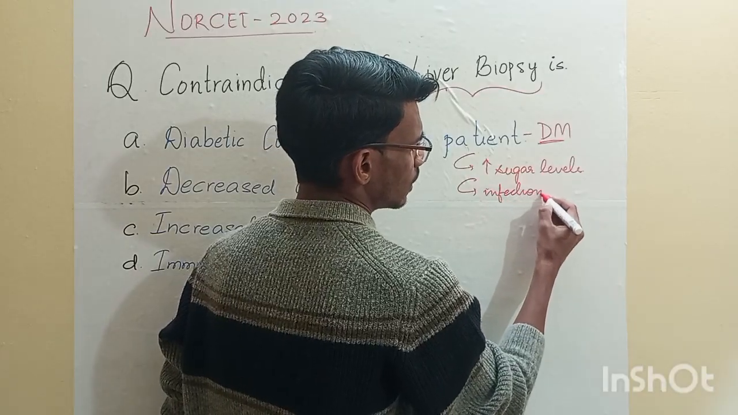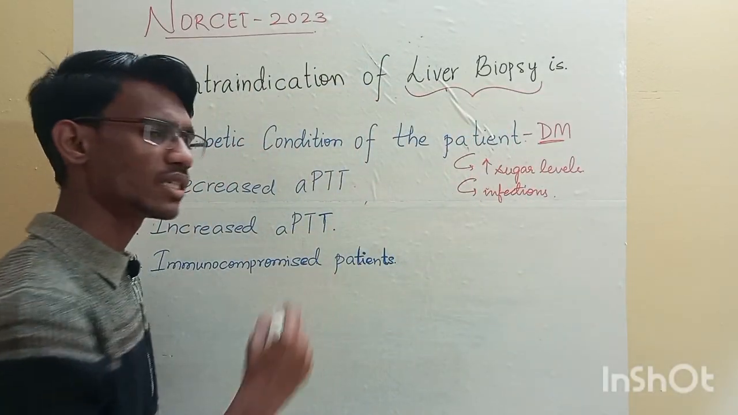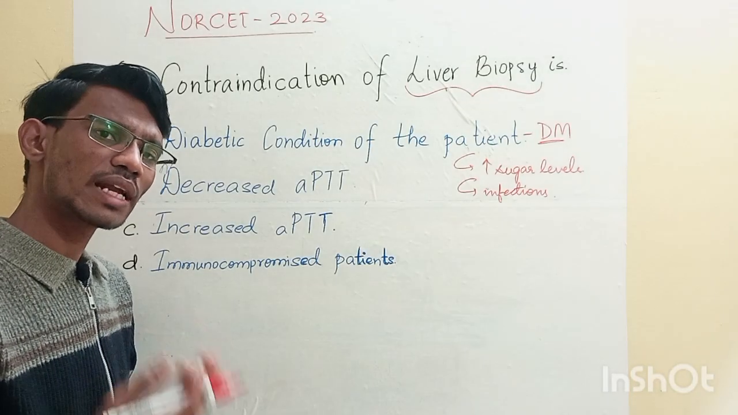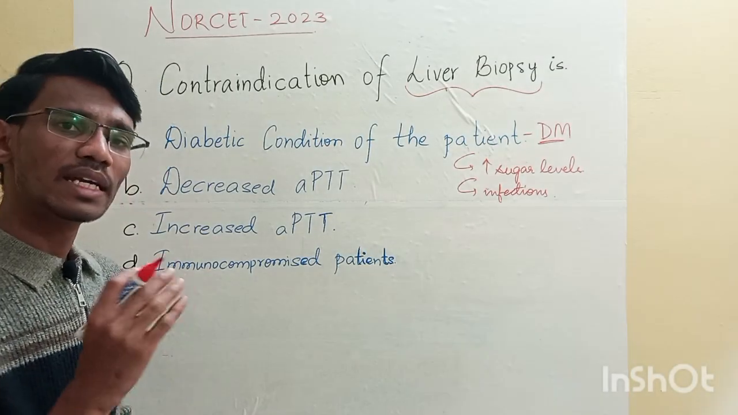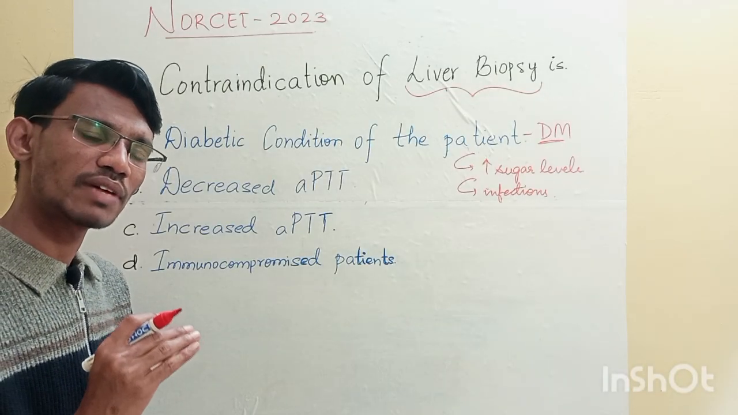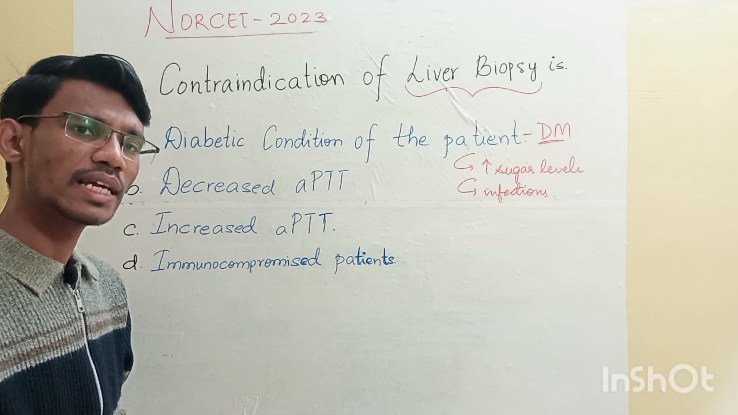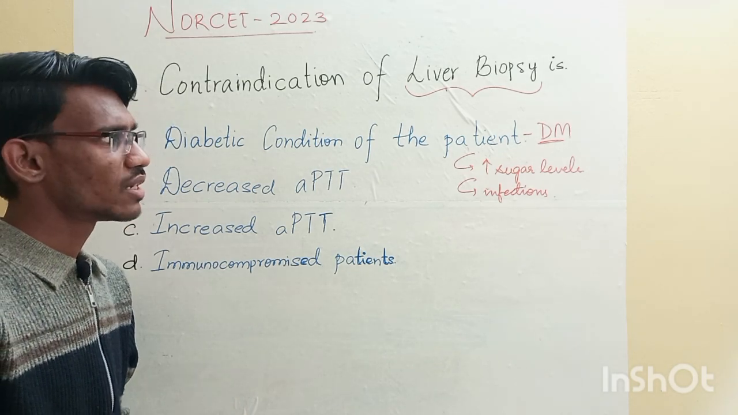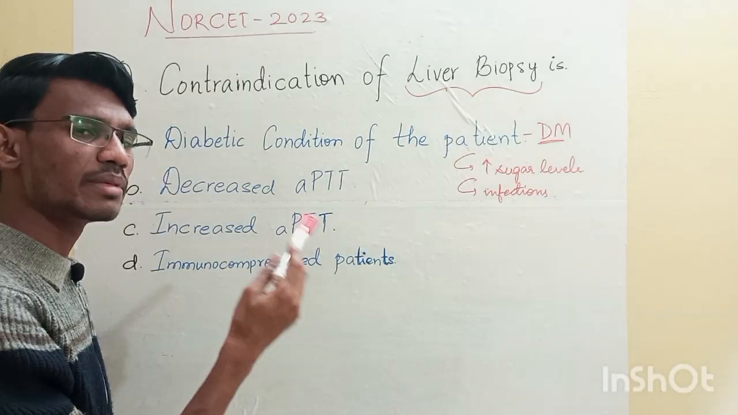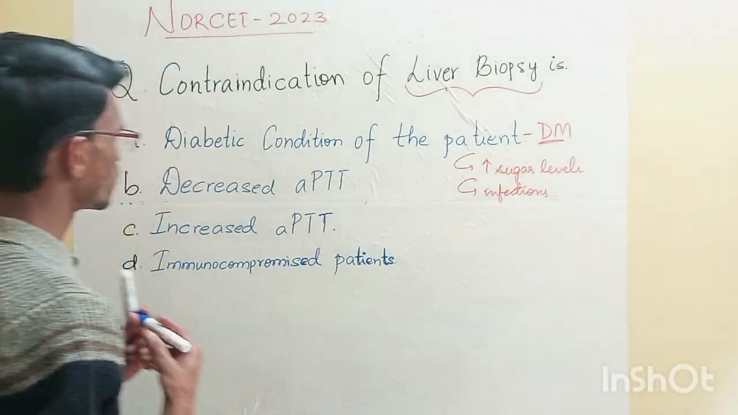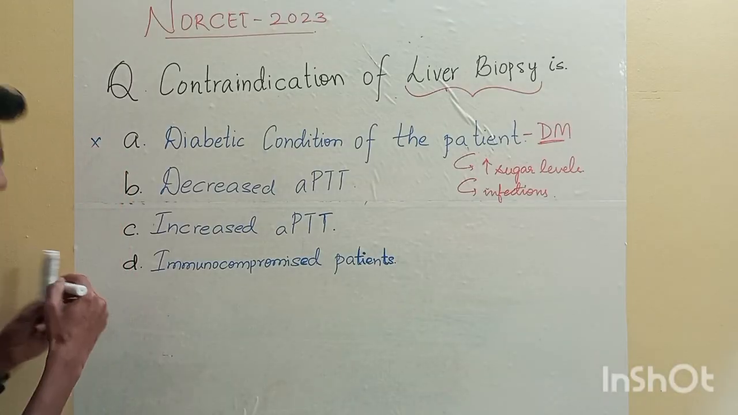So if we do liver biopsy in a patient with diabetes, the maximum risk we have is the patient contracting some kind of infection. Though it is done in a very sterile manner, the chances of the patient getting infection are very less. And even though if he gets certain infections, it can be treated with certain medications. So still, even if the patient is diabetic, we can still conduct a liver biopsy. So this option can be ruled out.